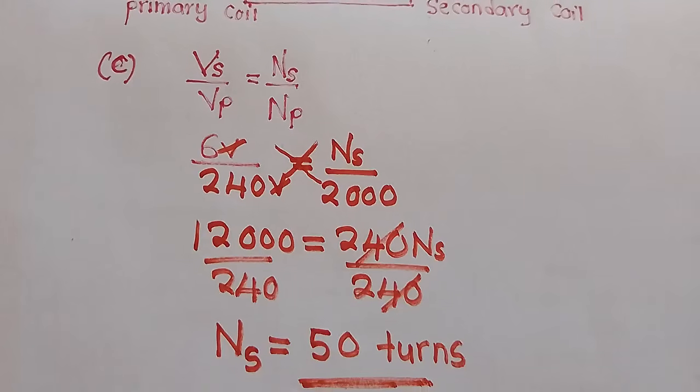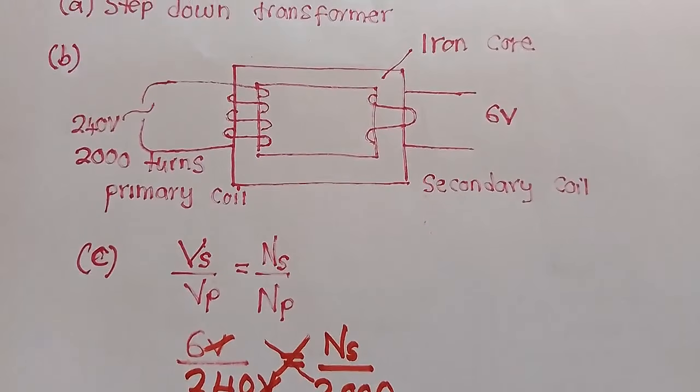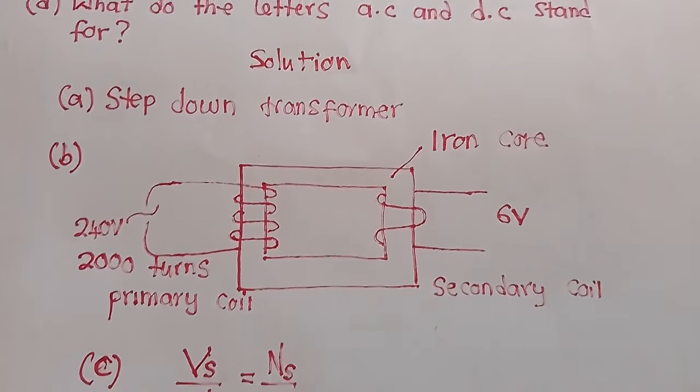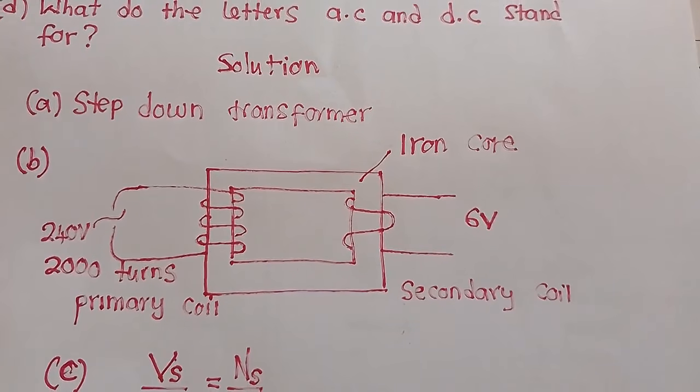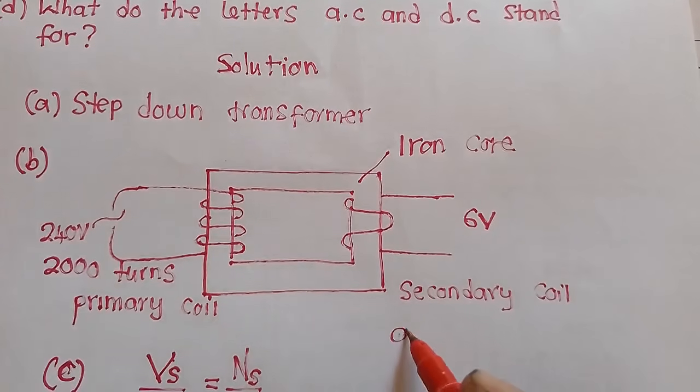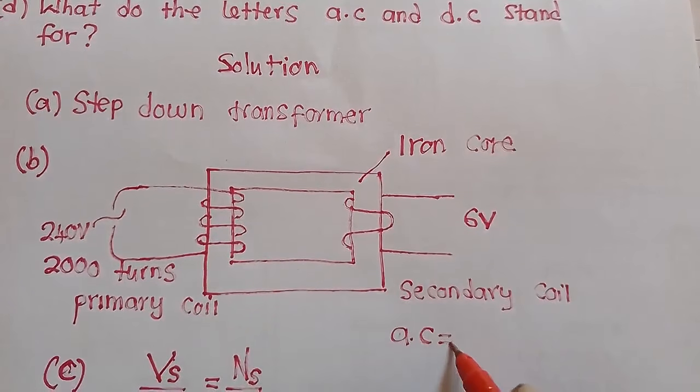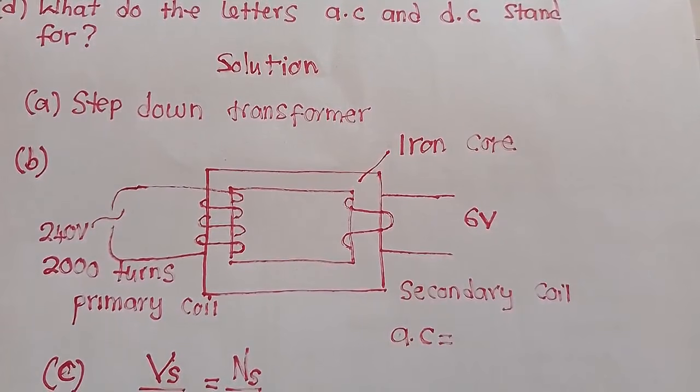Now we move to question D, which happens to be our last question. Hope you are able to see question D. Question D is saying, what do the letters AC and DC stand for? So we've got AC. What does AC stand for? AC stands for alternating current.